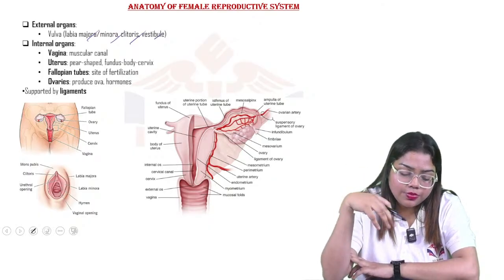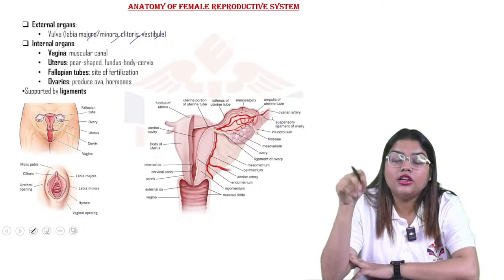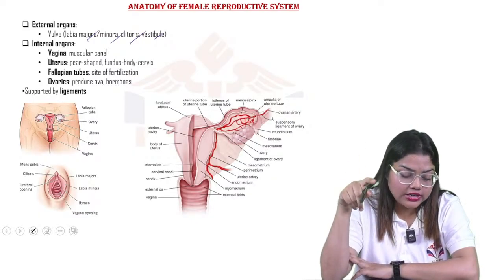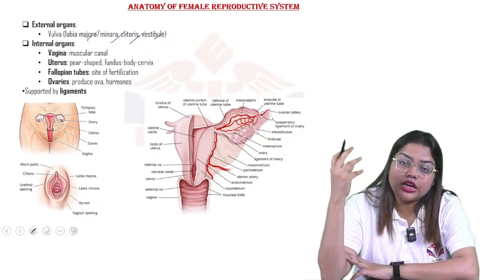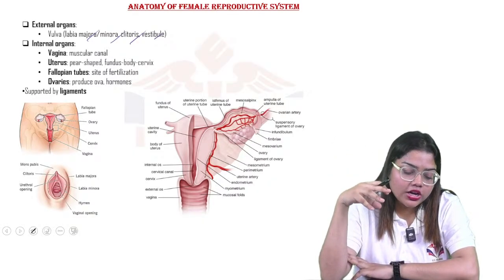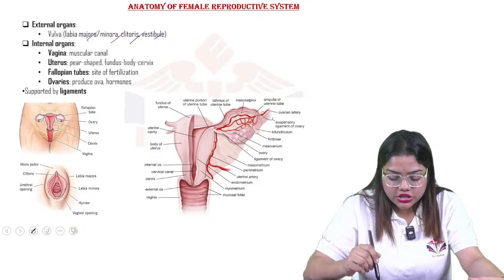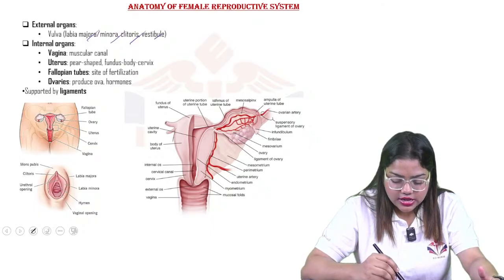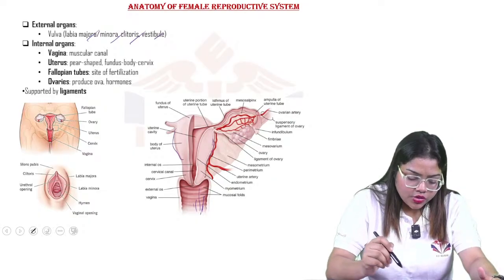And the fallopian tubes are the site of fertilization, where ovum and sperm meet. The ovaries produce ova and different kinds of hormones. It's supported by the ligaments. So here is the structure. Here you can see, this is our uterus. This is the cervix. After the cervix we have the vagina.